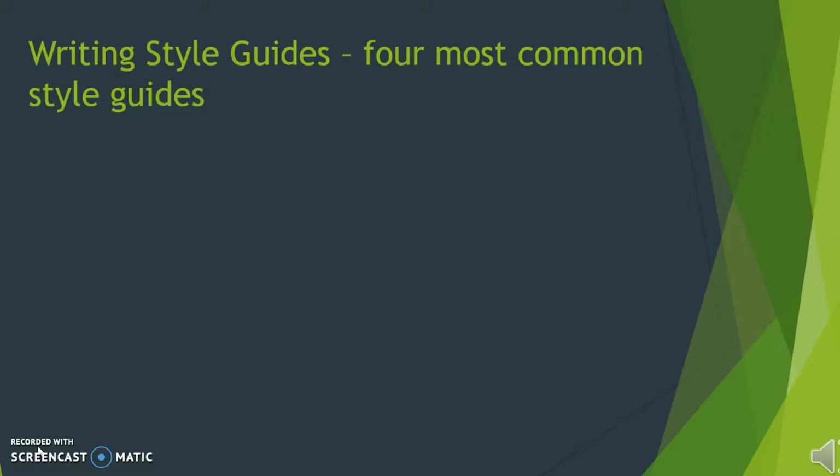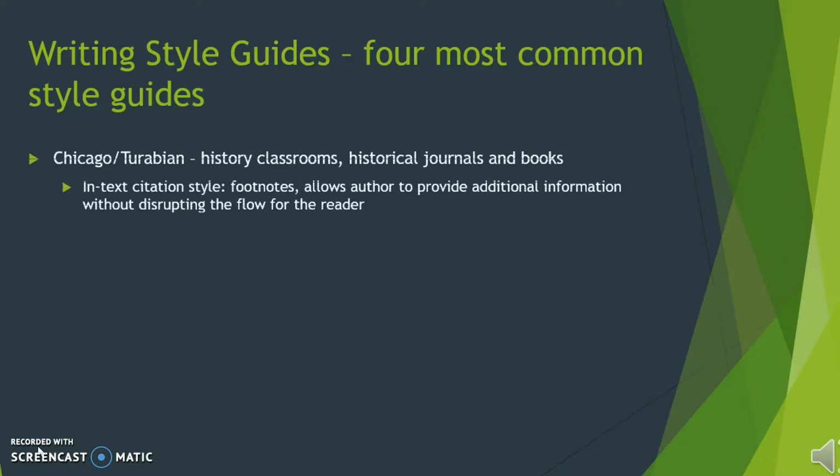So we all speak English, but these scholars or professionals will be using another language of their own so that it's easier for them to understand each other and be able to have an ongoing conversation, which is what scholarship is. It's an ongoing conversation about our history, our literature, our scientific discoveries, all of those things that make up academia. So there are four common style guides that we use in the United States.